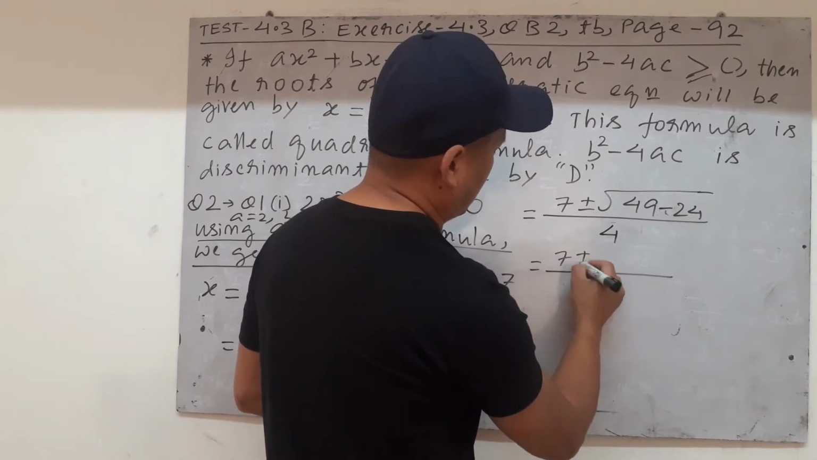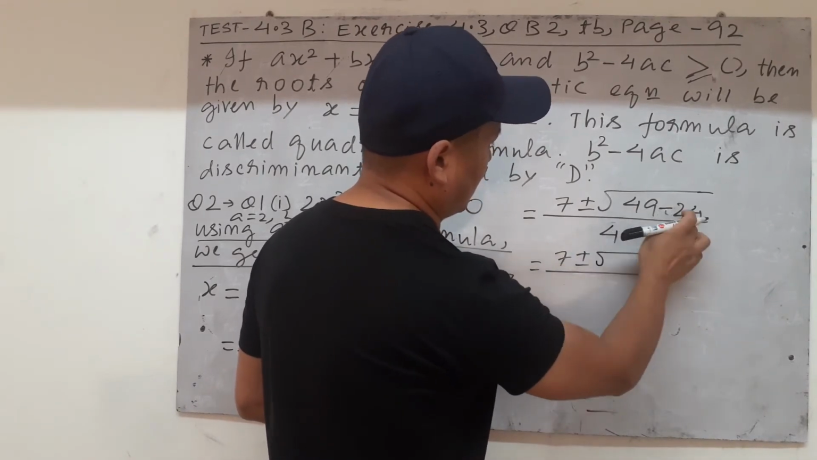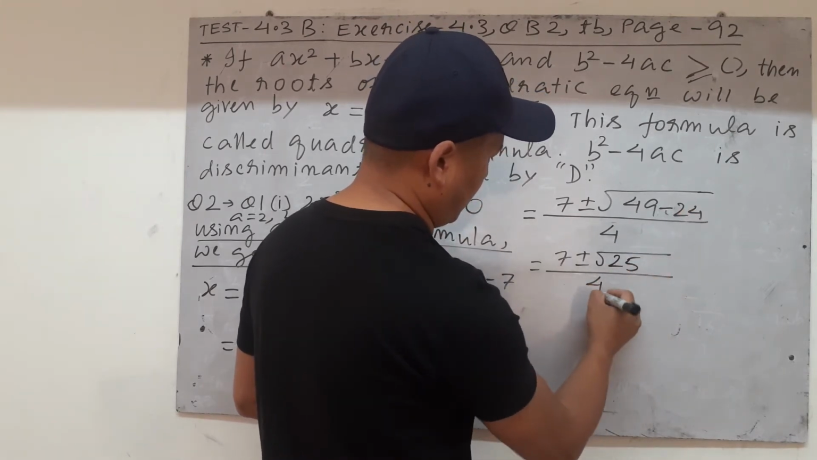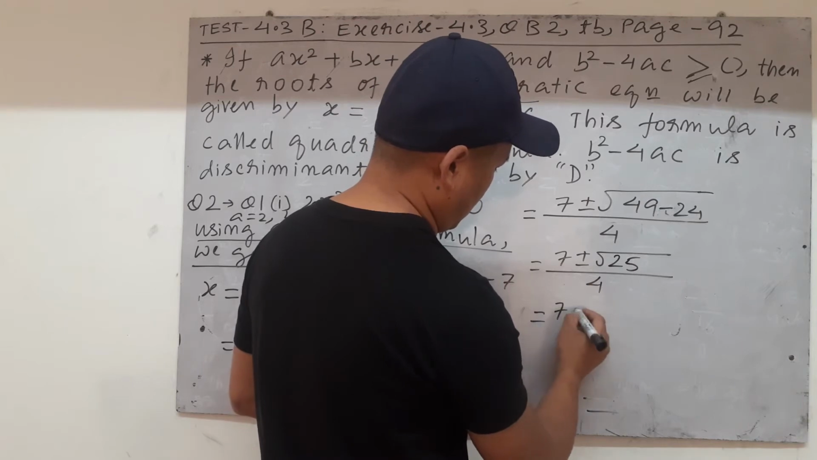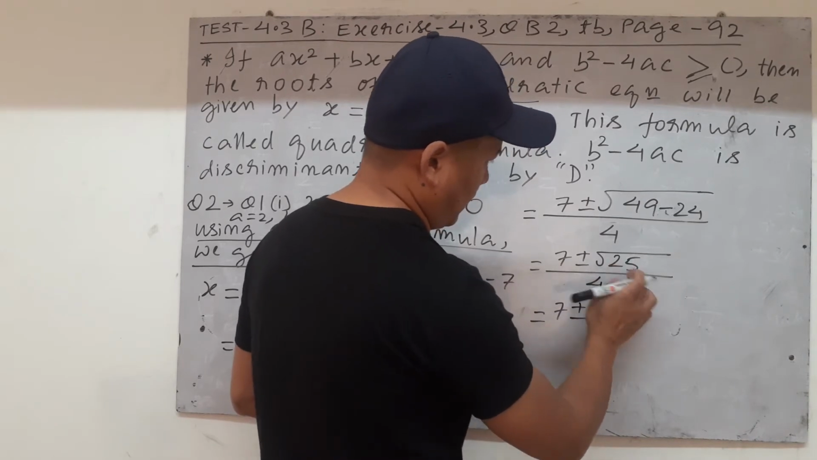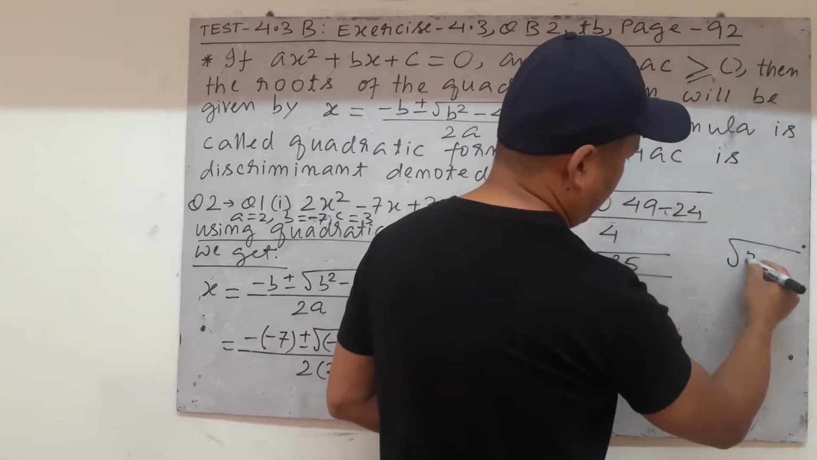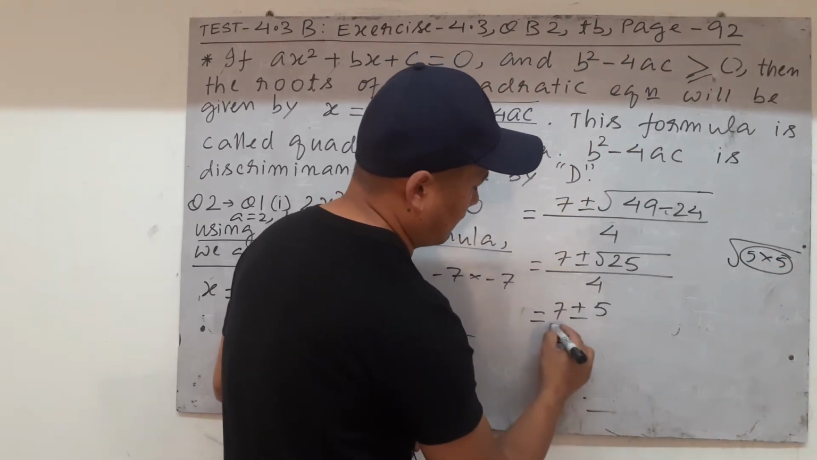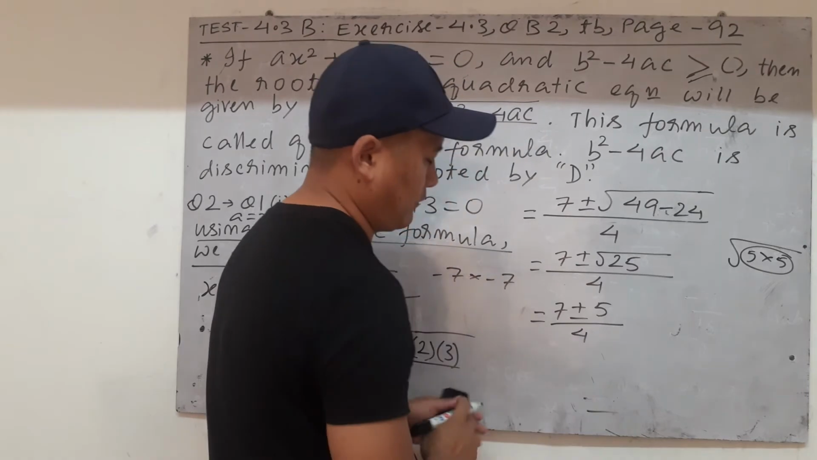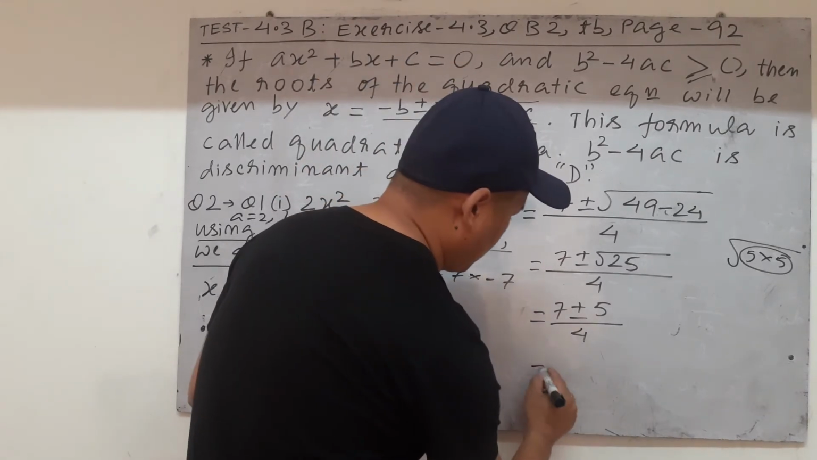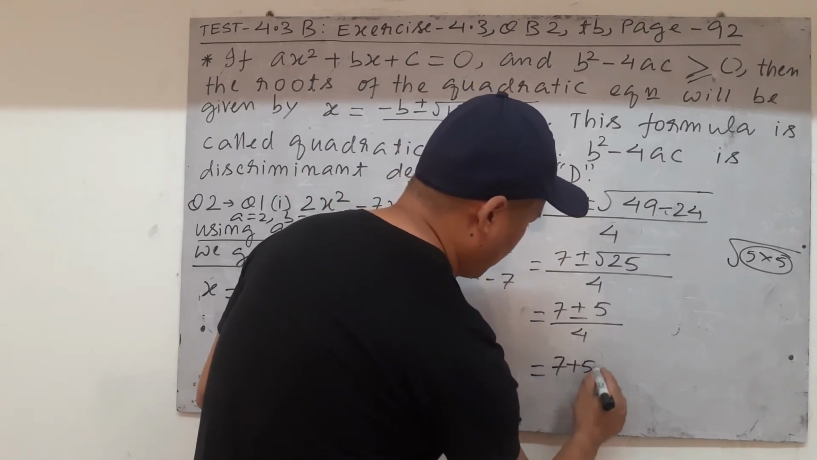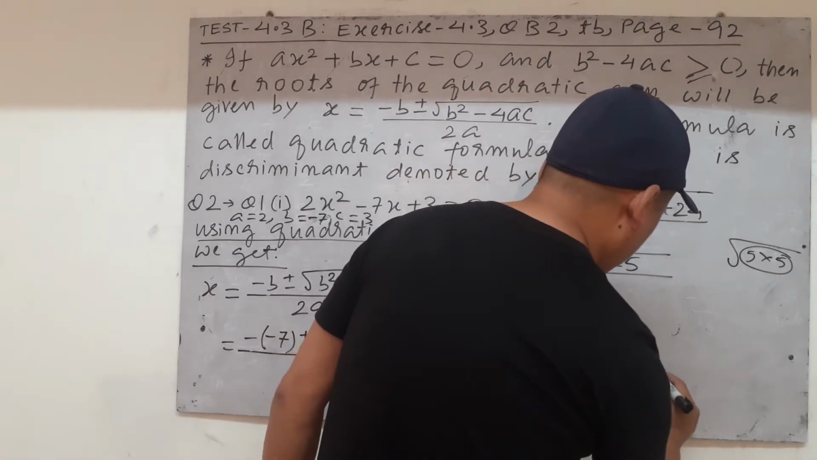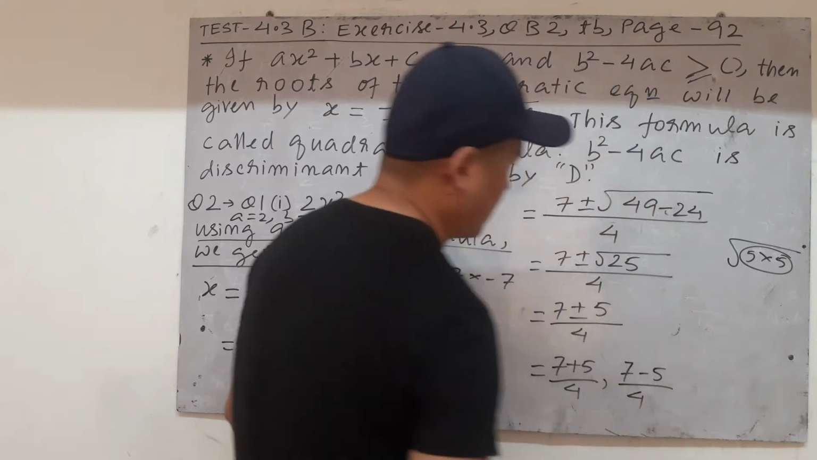And here 7 plus minus. Previously we have done this also: 49 minus 24, we got 25. So we can write that divided by 4. 7 plus minus root 25, which can be written as 5 into 5. So a double, same number can come out of the root as a single 5. No more root. Divided by 4. So our first root is 7 plus 5 by 4. The second root is 7 minus 5 divided by 4.